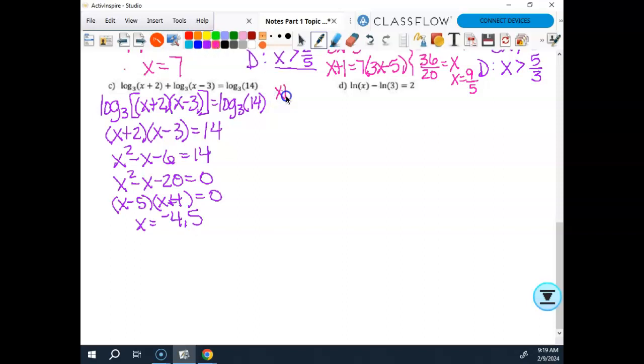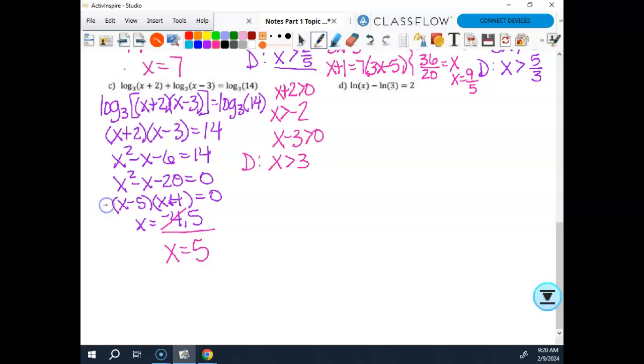So I've got x plus 2 has to be greater than 0. So x has to be greater than negative 2. And go ahead and do the other one. Okay, thank you. And then x minus 3 has to be greater than 0, so x has to be greater than 3. So this one wins, right? So then when I look at my two answers, are they both going to work? No, because negative 4 is not one of my answers, so my answer is just x equals 5.